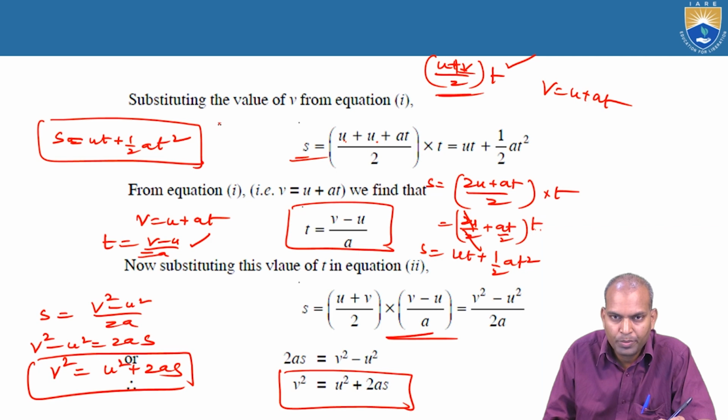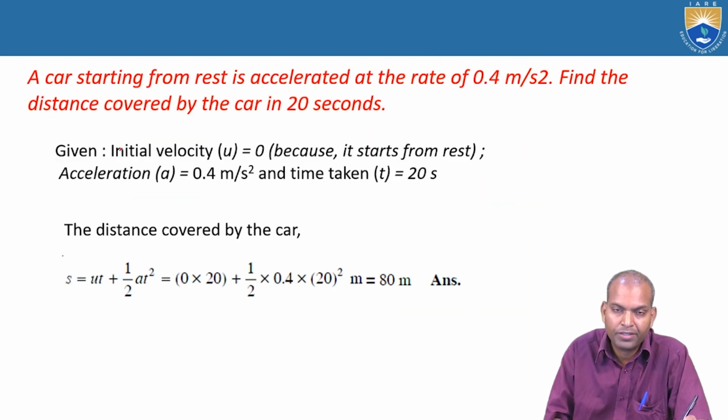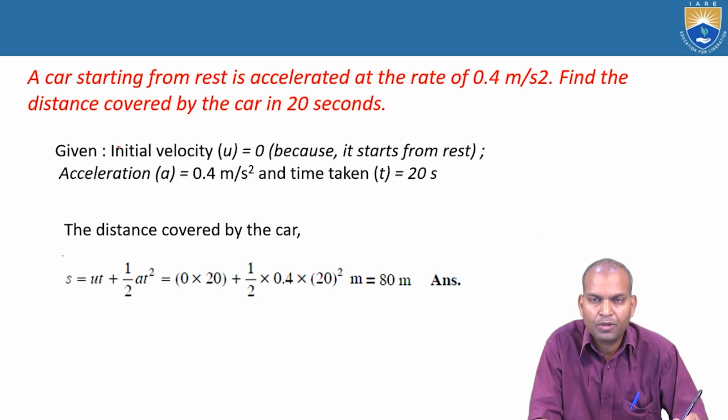Okay, there are three equations. One is v = u + at, another one is s = ut + ½at², and the final one is v² = u² + 2as. These three equations are very, very important to solve the problems. Now let us apply them to solve the problems. Let us begin here with problem number 1.